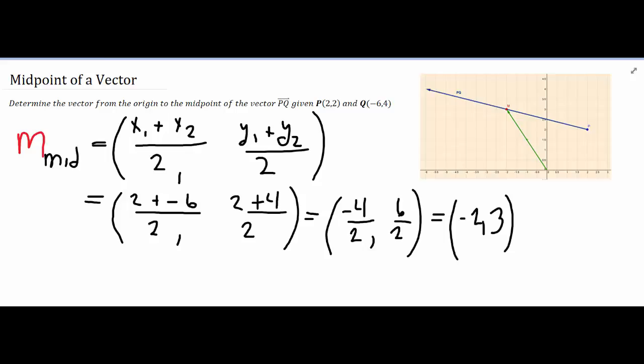So now I can determine what my vector is from the origin to that point, which will be -2i plus 3j. So now I've determined the vector from the origin to the midpoint M.